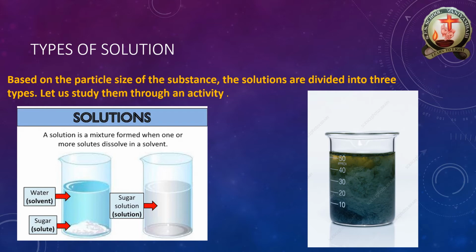In a solution, what we have in maximum amount is called the solvent, and what we have in minimum amount is called the solute. In your sugar solution, we have water as the maximum quantity and sugar as one or two spoons. So you understand sugar is the solute and water is the solvent. Afterwards we mix to get a sugar-water solution. It's a homogeneous form.